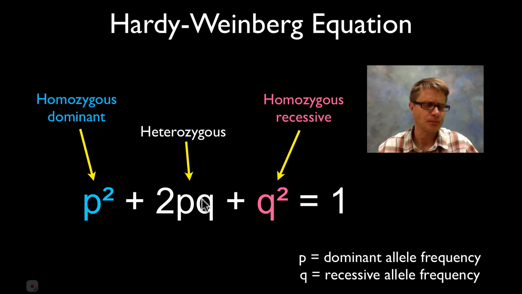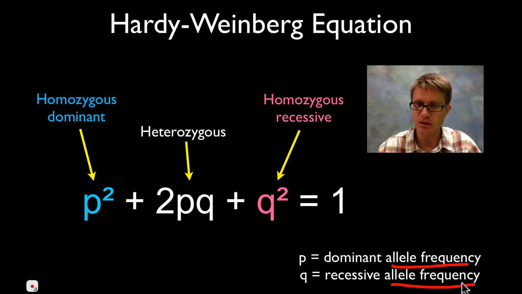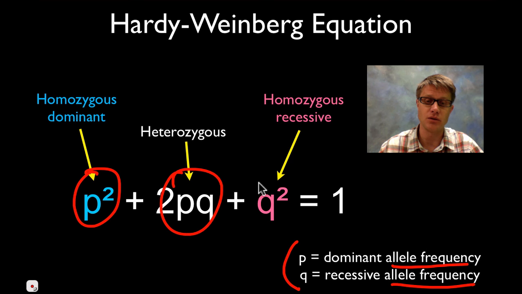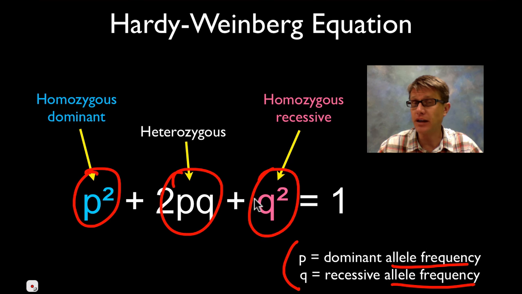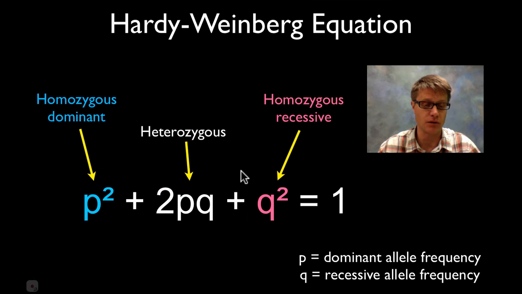And so basically, even though I may have lost you at this point, the big thing to remember is that if they talk about the allele frequency, then they're talking about the p-value and the q-value. If they're talking about individual people or individual organisms or individual phenotypes, then they're talking about p squared, 2pq, and q squared. Because it's vital when you're trying to tackle one of these problems that you know what you're given on the first step.